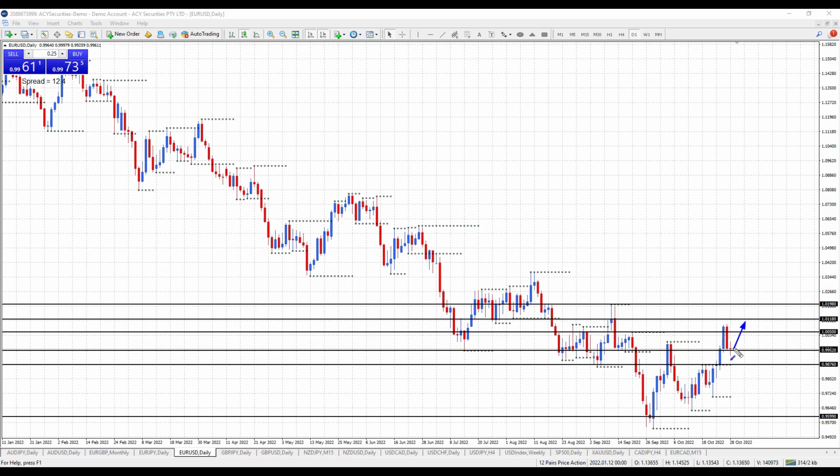If at the start of the week we start to move below that level, we could well be simply moving back down the range. So that's the level to watch, 0.9952. Does it hold as support for a further advance next week?